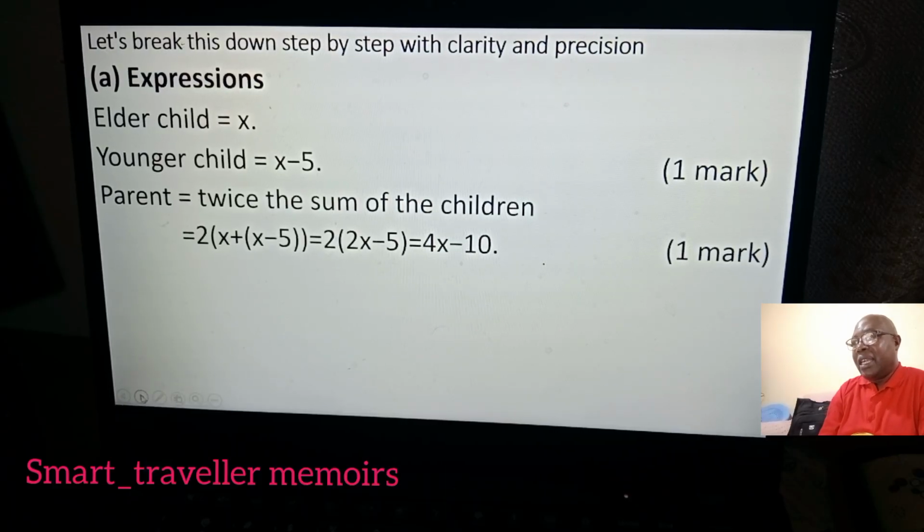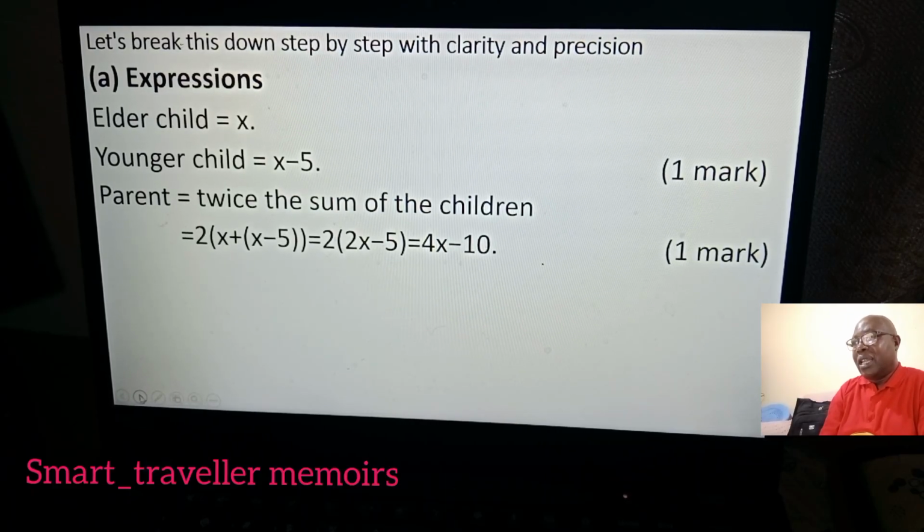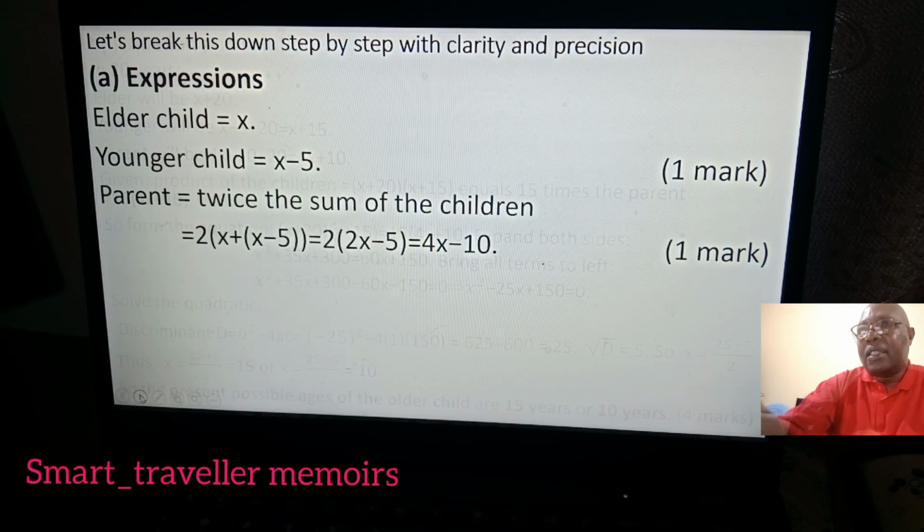So we start with A, where we give the expressions. The elder child's age is x, and for the younger child, the age is x minus 5. The parent's age is twice the sum of the children, which is equal to 2 times (x plus x minus 5) in brackets, which is equal to 2 times (2x minus 5), which simplifies to 4x minus 10.